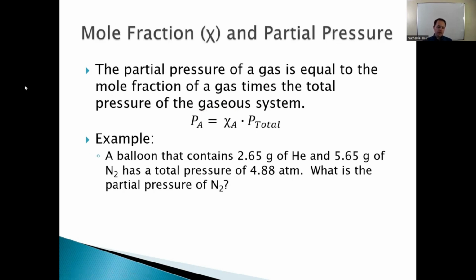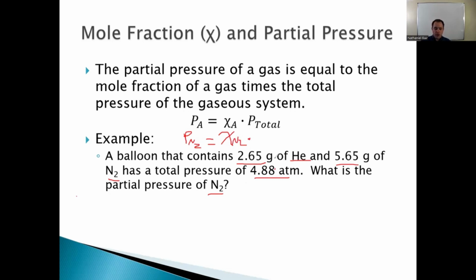Let's solve this guy though first. So a balloon contains 2.65 grams of helium, 5.65 grams of nitrogen. We got a total pressure of 4.88 atmospheres. What is the partial pressure of the nitrogen? So essentially what we're looking for here is we want the partial pressure of the nitrogen. In order to get the partial pressure of the nitrogen, we need the mole fraction of the nitrogen. And then we're going to multiply that by the total pressure.